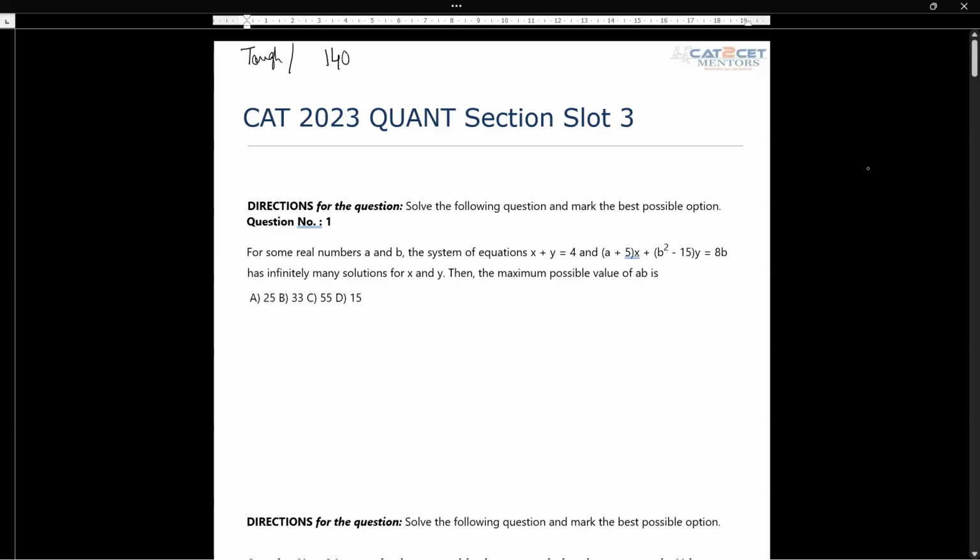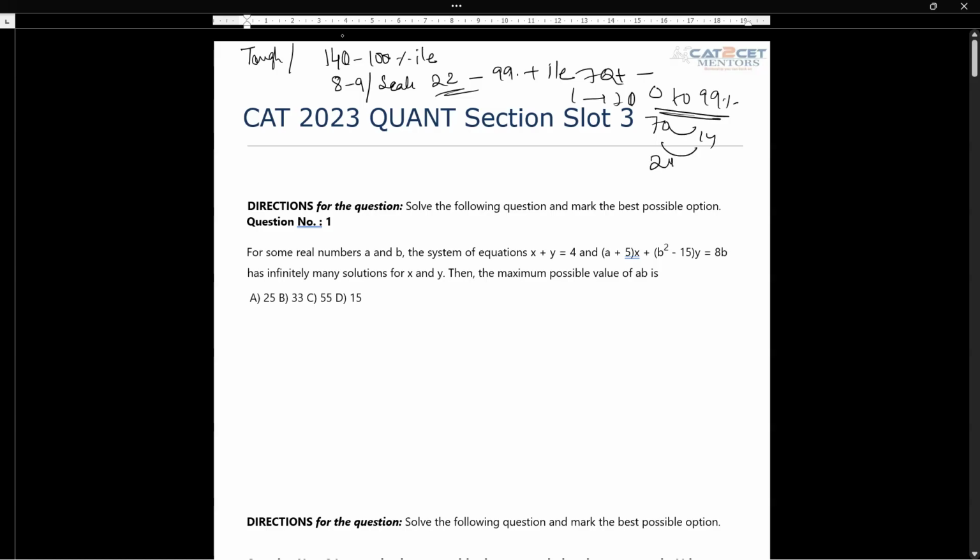If we look at last year's bifurcation, around 14 questions gave 100 percentile. You just see the difference, right? Around 8 to 9 questions, or to be specific, a scaled score of 22 gave 99 plus percentile. So this can become 7 plus questions. Understand this: at 7 questions, you are jumping from 0 to 99 percentile. And from 7 questions to 14 questions, just double, you have jumped from 99 to 100 percentile.